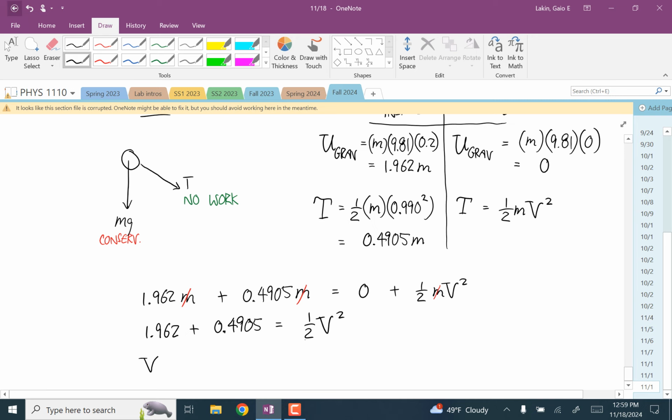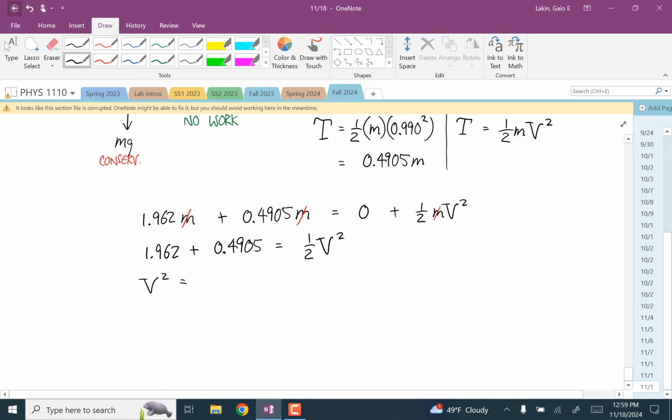So v squared is equal to 4.905. And so v is equal to plus or minus 2.21 meters per second. And none of the other stuff that we've talked about in this class would give us a way to calculate that.